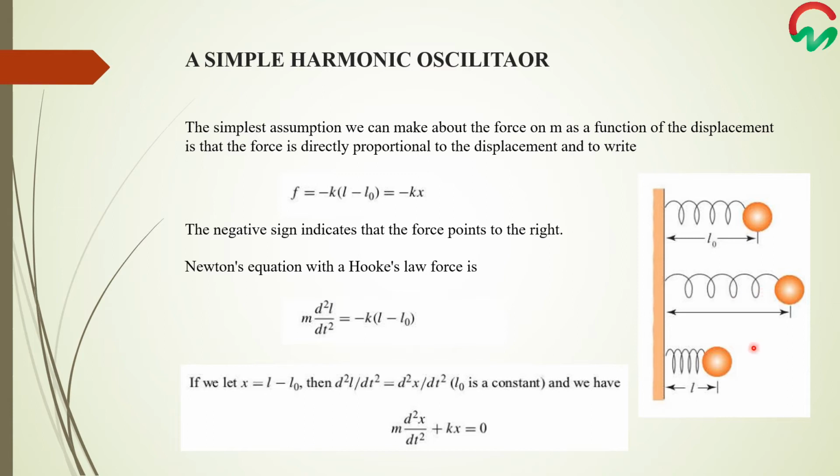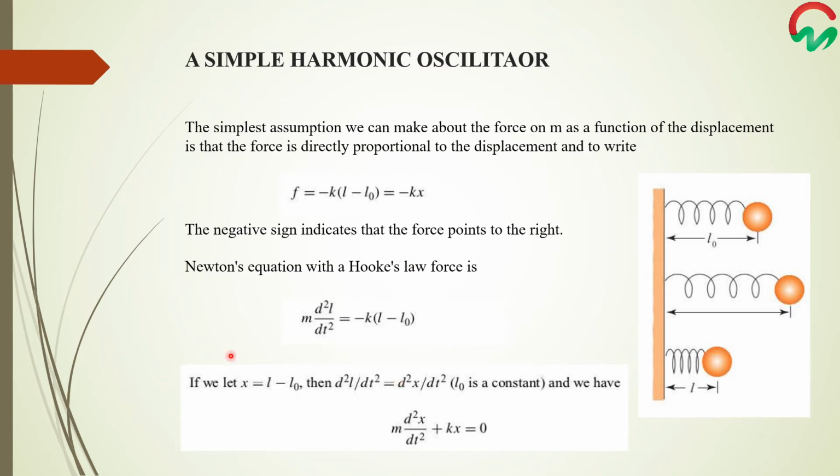And Newton's equation with Hooke's law is written as m d squared L by dt squared equals minus k(L minus L0). Here k is a proportionality constant, which is also called the spring constant, and a small value of k implies a weak or loose spring, and a large value of k implies a stiff spring. So if we let x equal L minus L0, then d squared L by dt squared can be written as d squared x by dt squared. Here L0 is again the constant, the length of the spring at equilibrium position.